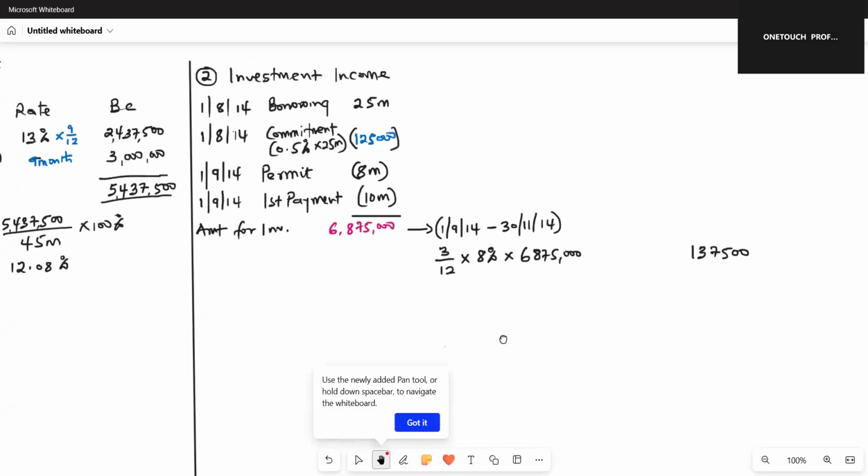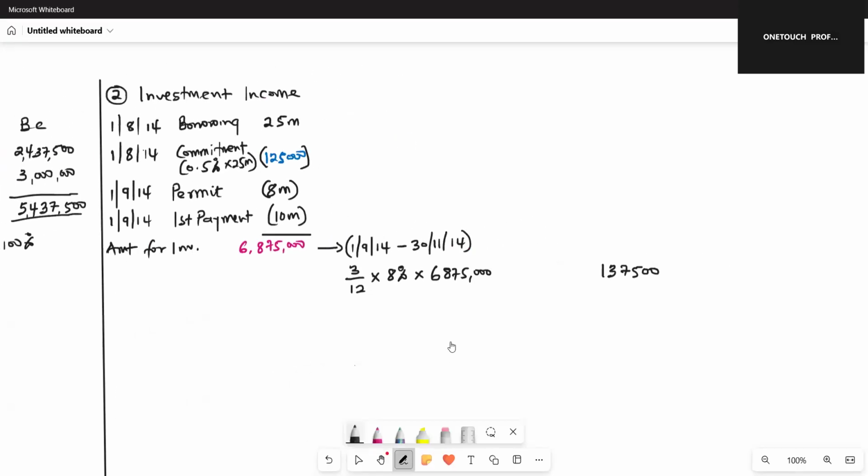So the investment income ends here. Between 1st August and 1st September, that 1 month, can't you invest the idle fund? Yes, you invest 25 million minus 125. But that investment income will be taken to profit or loss. Well, in our case, we're not capitalizing borrowing costs.